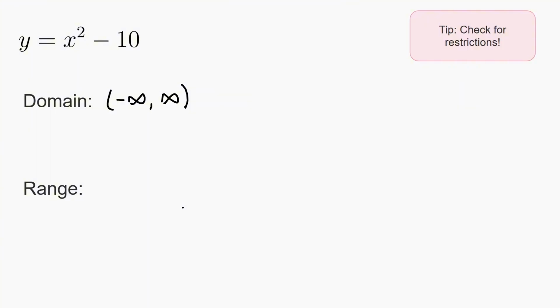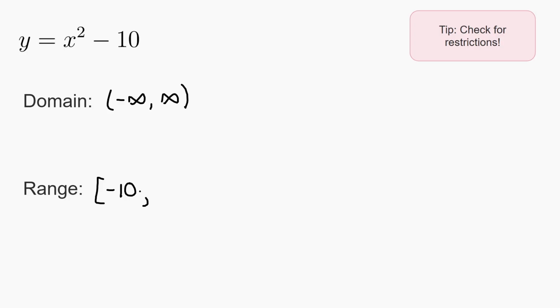Next, let's go through the range. The range is all the y values that this can be. So as you can see here, we have x squared minus 10. What do we think our range is going to be? What's the smallest that y can be? As you can see, we have an x squared here, which means x squared, at the smallest value, is going to be 0. So when x is 0, y is going to be negative 10. And we're going to make this a bracket, so we include negative 10.